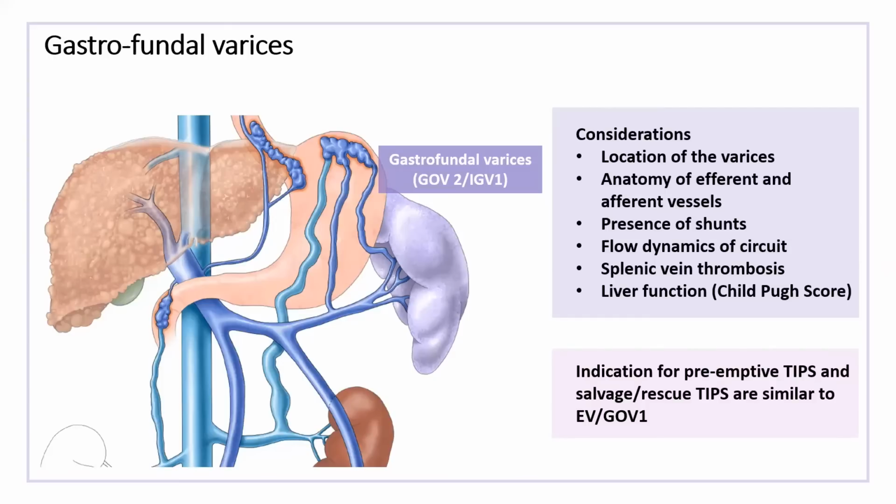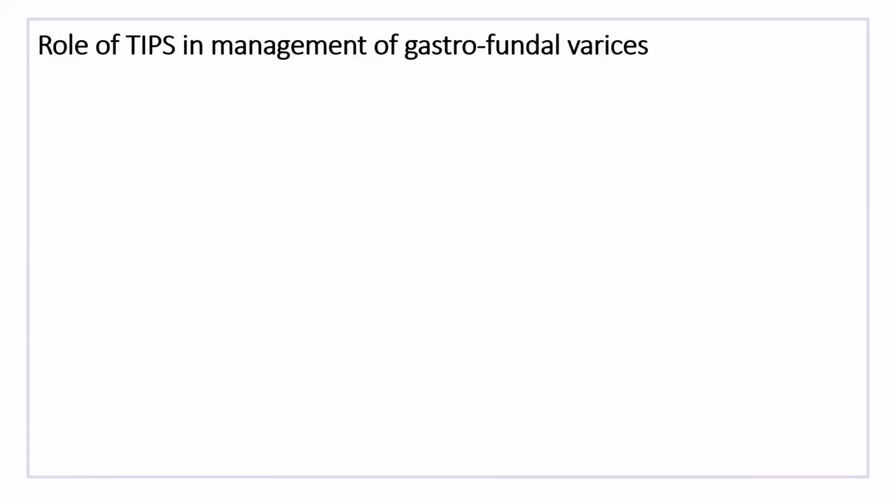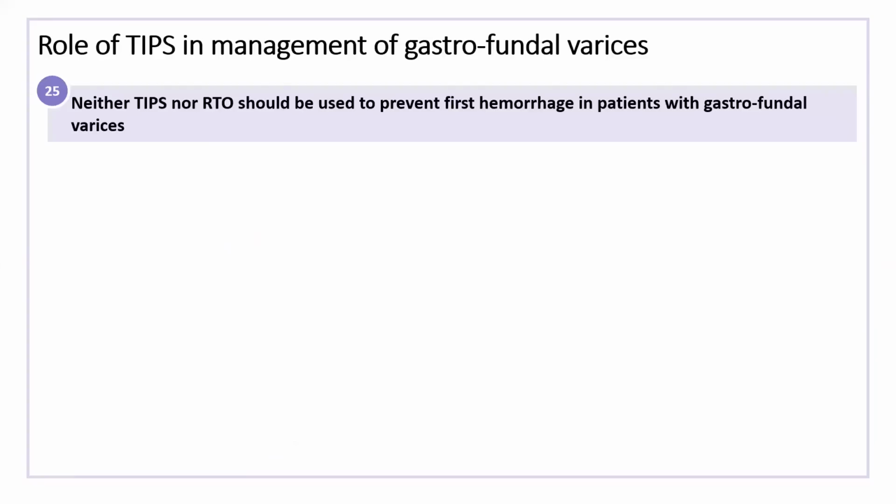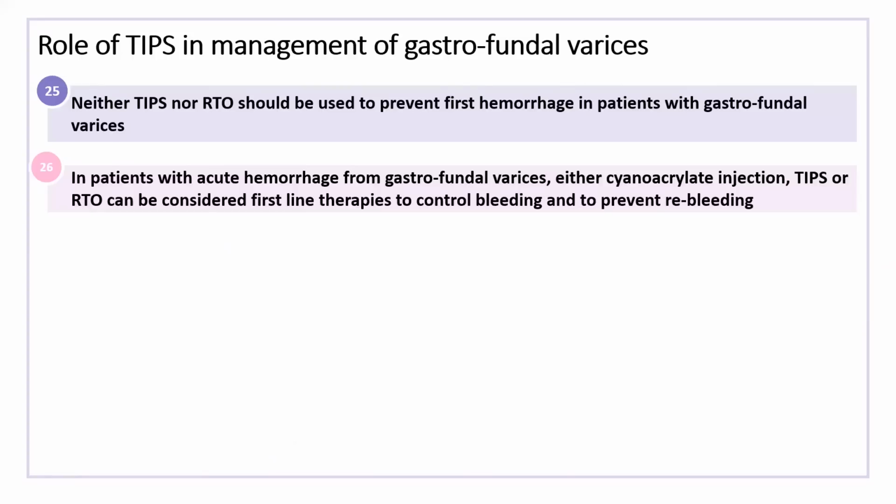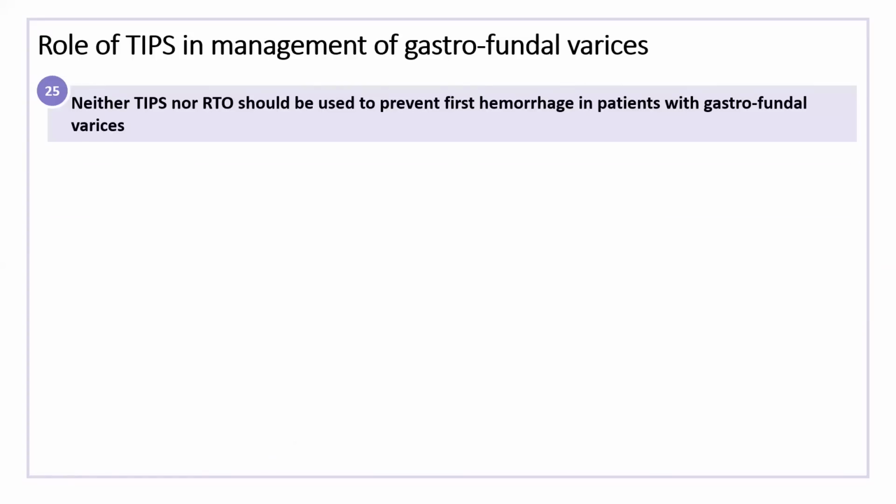But we're going to discuss, after considering all these considerations, when is TIPS used? So first of all, TIPS or RTO is not the first-line treatment to prevent hemorrhage in patients with gastrofundal varices. Now, there is some debate here.